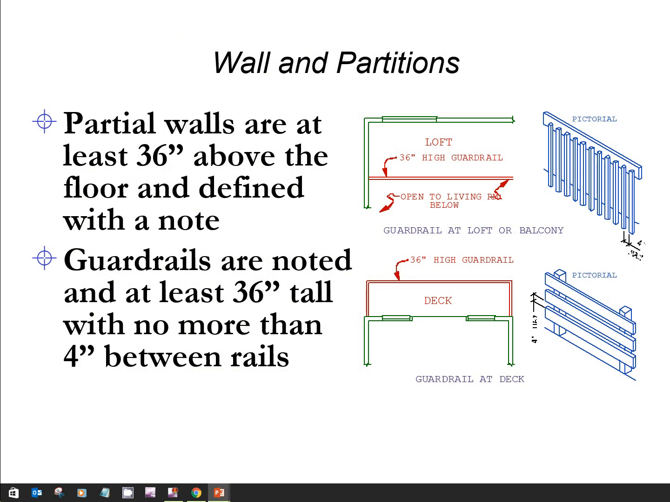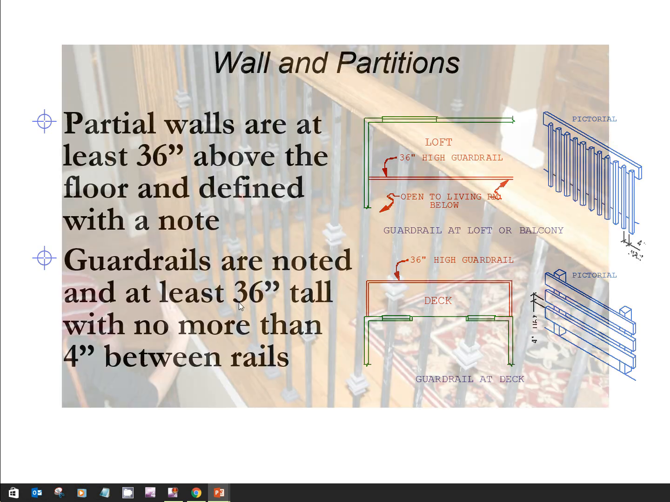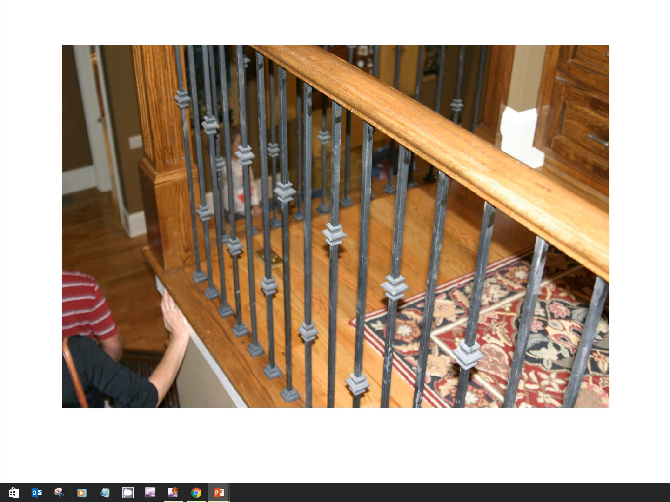All right. So if we have a partial wall or we have guardrails, they have to be at least 36 inches high. And then in between the pickets or the rails, a space no greater than 4 inches. And that's to prevent a baby's head from going through there and getting stuck. And here's an example of a balcony rail around a stairway.